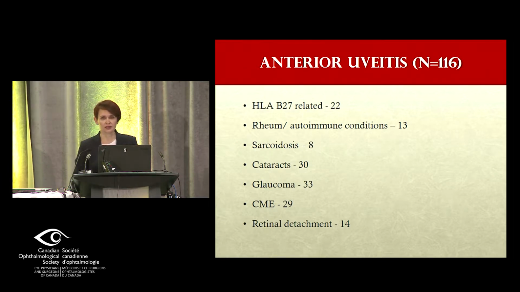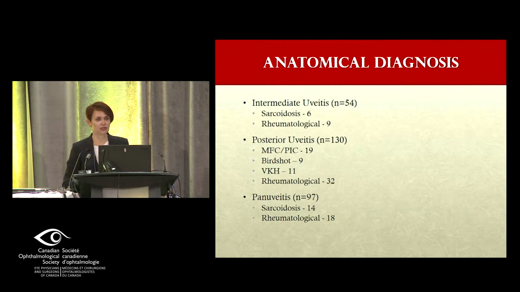Looking at other diagnoses, some of the intermediate uveitis was also associated with sarcoidosis and rheumatological disorders. Posterior uveitis, which accounted for 130 patients, usually represents multifocal choroiditis or PIC. Some were birdshot, VKH, and a large proportion had rheumatological disorders. And panuveitis was mostly associated with either sarcoidosis or rheumatological diseases.